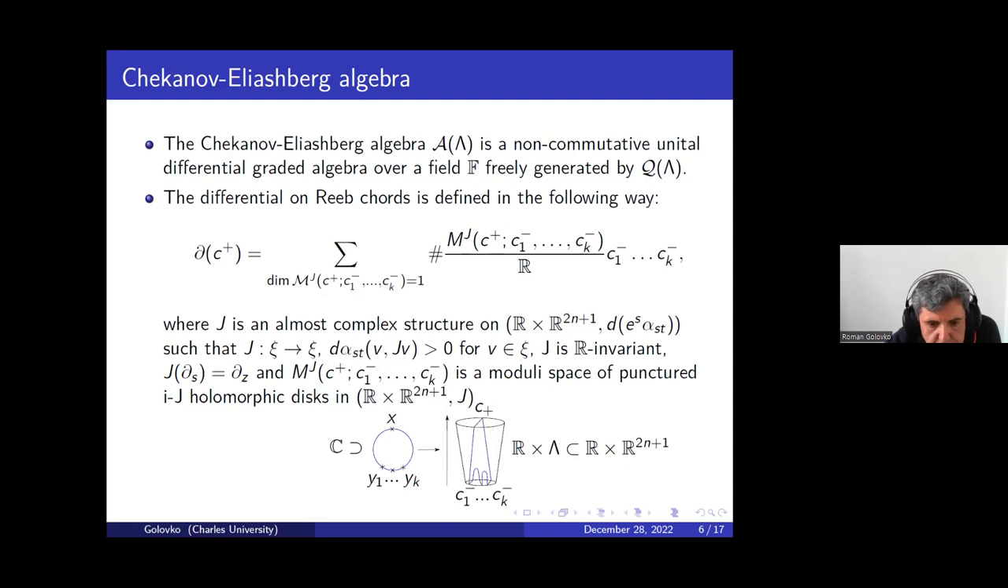On the boundary of our disks, we remove some points. Namely, we consider disks with punctures on the boundary. We remove points, let's say x and y1, ..., yk. We can imagine these disks as living in C with the standard complex structure, where the complex structure is just multiplication by i in C as usual. And now we would like to map these disks into this product R times R^(2n+1) in such a way that the boundary of such a disk will be mapped to the cylinder over the Legendrian that we consider.